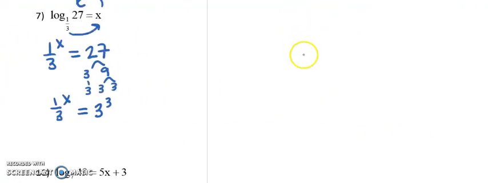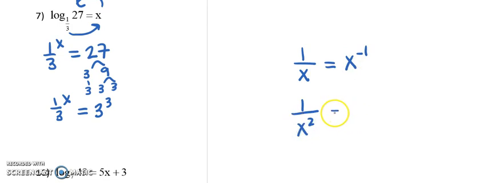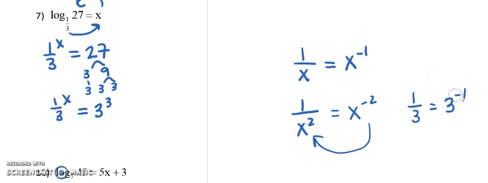Remember back in the day, if we had 1 over x, this is the same thing as x to the negative 1. Let me give you a different example. 1 over x squared is the same as x to the negative 2. Because remember, you would take the negative exponent and you would just put it on the other side of the fraction. So therefore, 1 over 3, wouldn't that be the same as 3 to the negative 1? Those are the same, right?